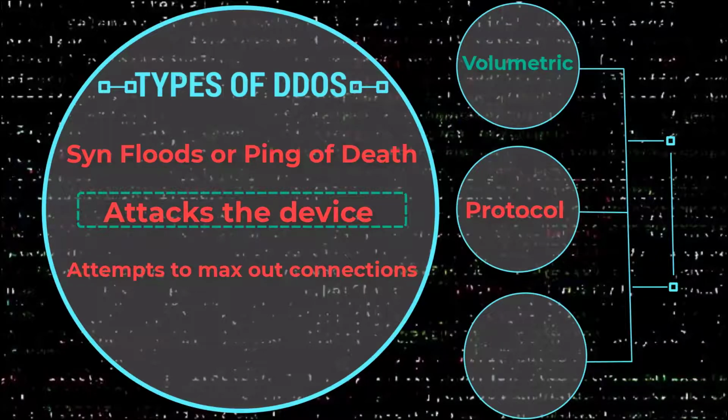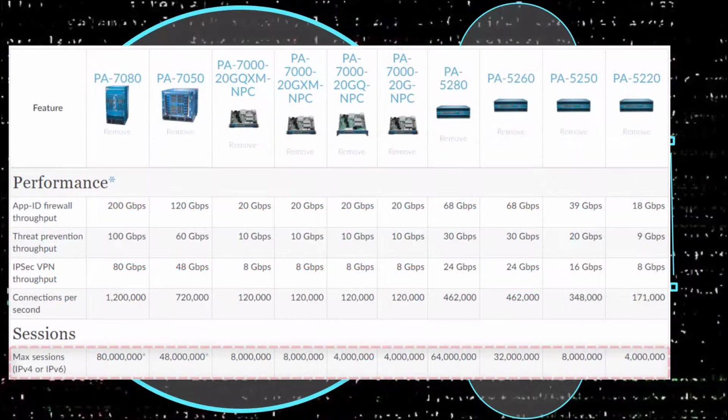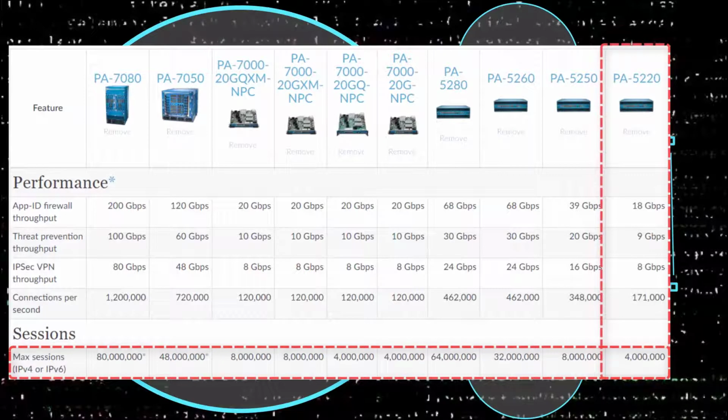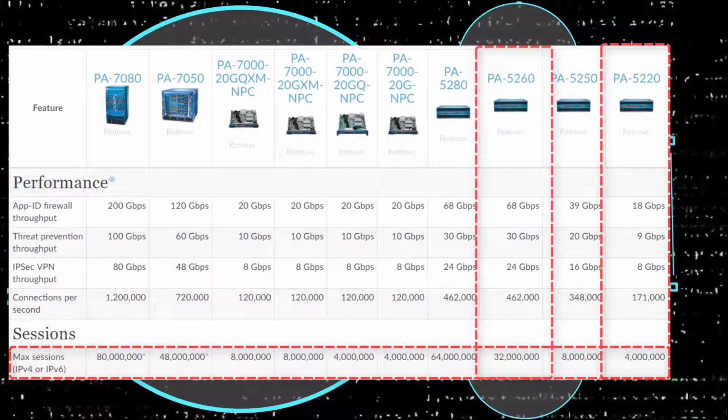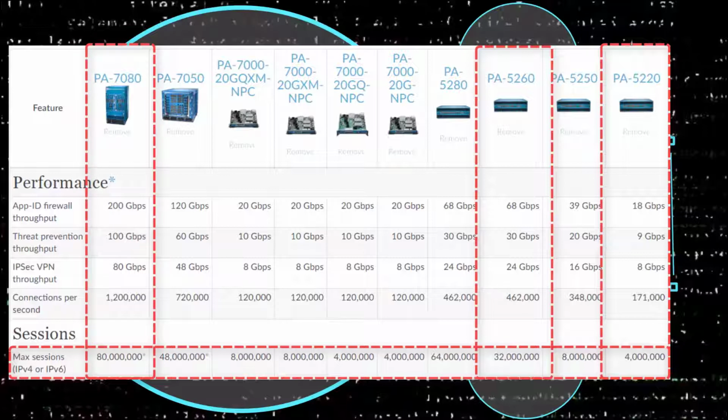For example, a Palo Alto PA-5520 firewall can handle a maximum of 4 million connections. A Palo Alto 5260 can handle 32 million maximum connections. And a Palo Alto 7080, the big boy Palo Alto firewall series, can handle a whopping 80 million connections. That's a lot of individual connections. And remember, DDoS is multiple connections from multiple internet sources. Multiple computers from multiple internet connections, not just the same connection.